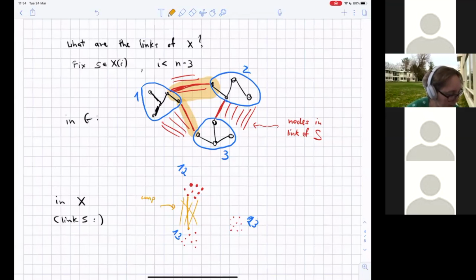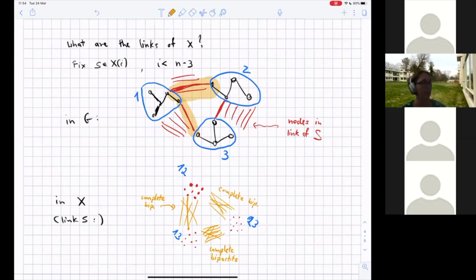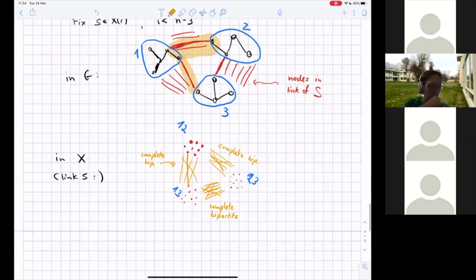Complete. And similarly, this is complete. Complete. And also here. Complete. So all of these are complete bipartite graphs. So this is what the link looks like. The link looks like a complete multipartite graph.